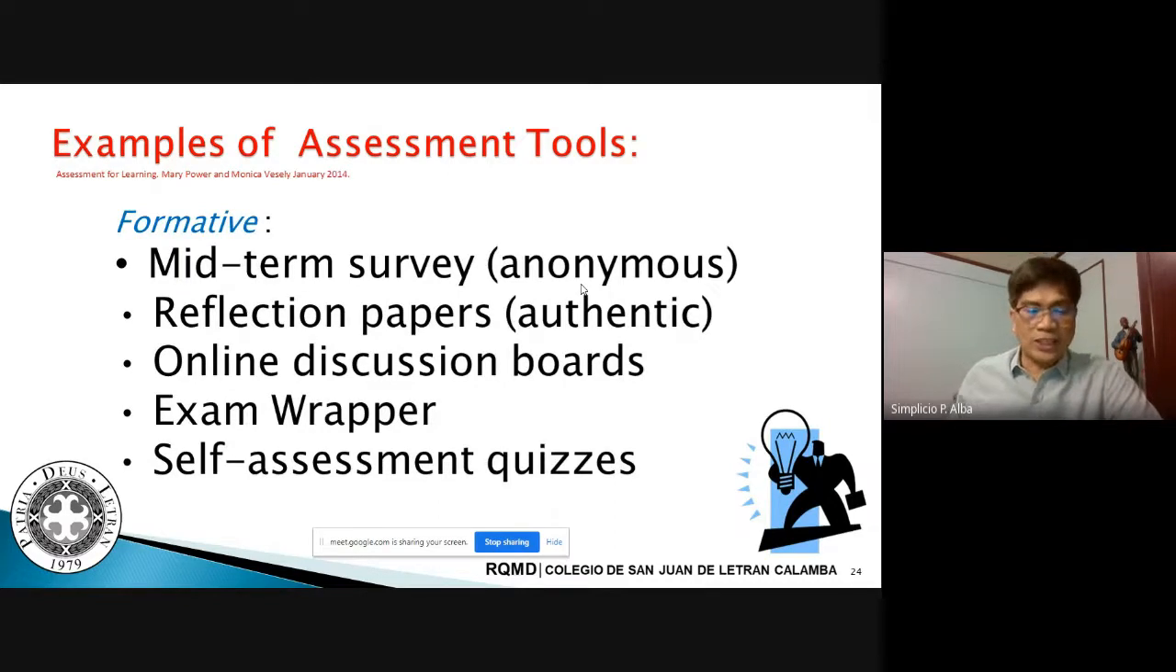The goal of the formative assessment, on the other hand, is to monitor student learning and provide ongoing feedback to teacher and students. Some examples are midterm survey, reflection papers, online discussion boards, exam wrapper, and self-assessment quizzes.